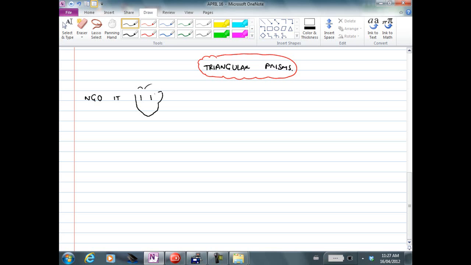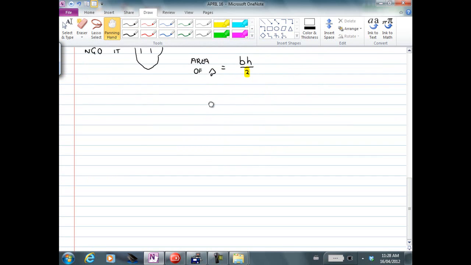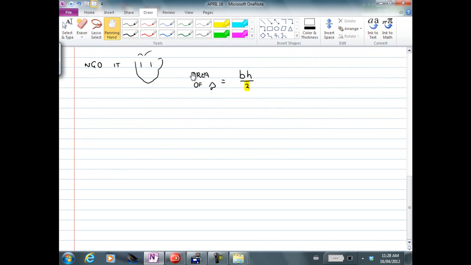You have to know how to do the area of a triangle. Let's write this down. Area of a triangle equals base times height over 2. A lot of people can't do it because they forget to divide by 2. If you forget to divide it by 2, I will see you again in grade 8. I will not pass you. In your exam coming up, you have to know all the formulas in your head.